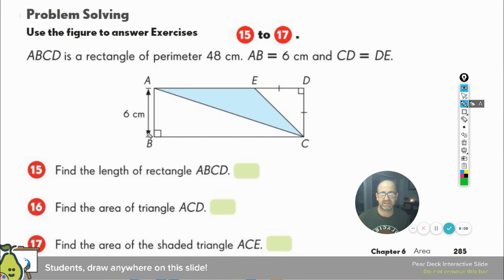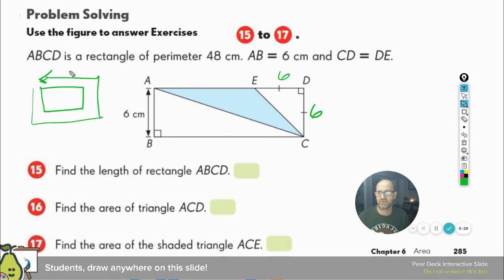So if this is a rectangle, I know that that is 6. This also is 6. And this has the single slashy, so I know that is 6. So that's all the information I've got right now. And then also just remember that the perimeter, that whole measurement around, is 48 centimeters.